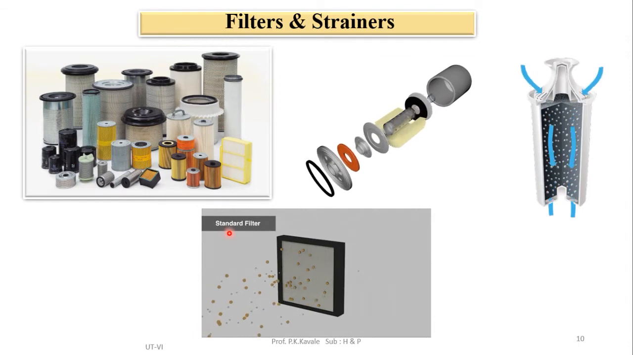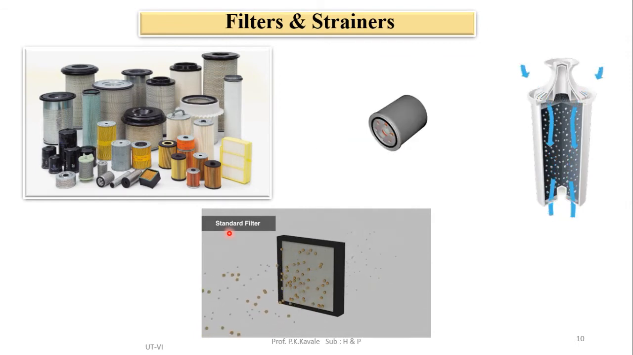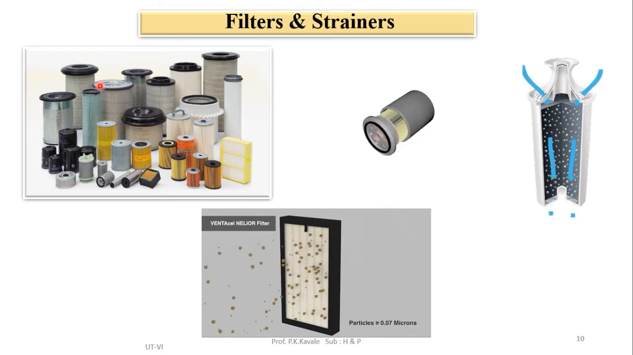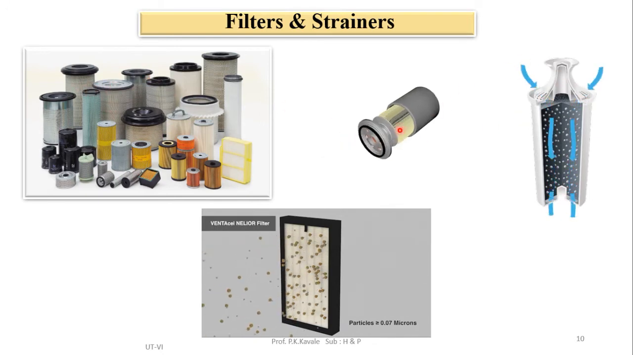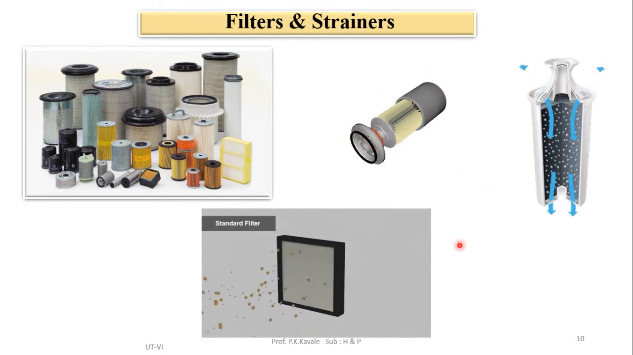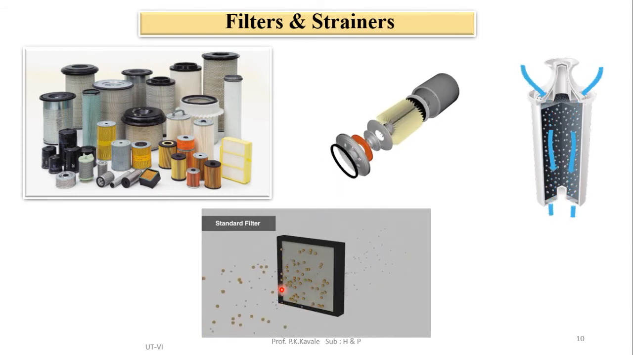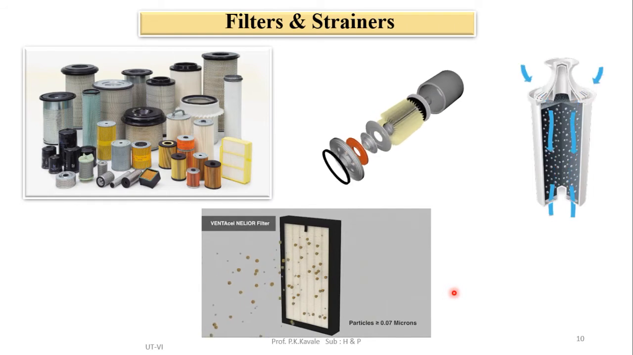Just observe this slide carefully. These are the filters and strainers. What is the assembly inside? This is the assembly inside. And what exactly happens? They are the restrictor.